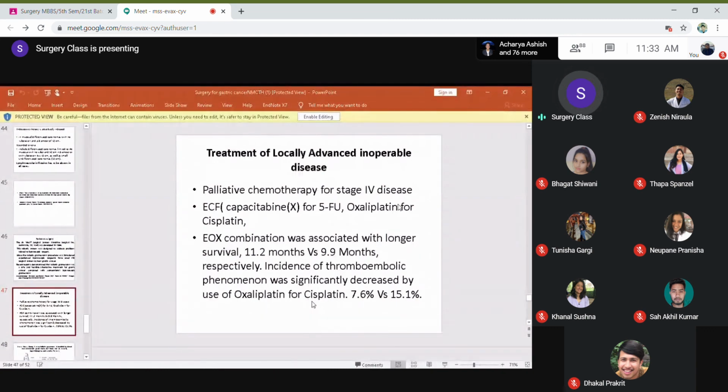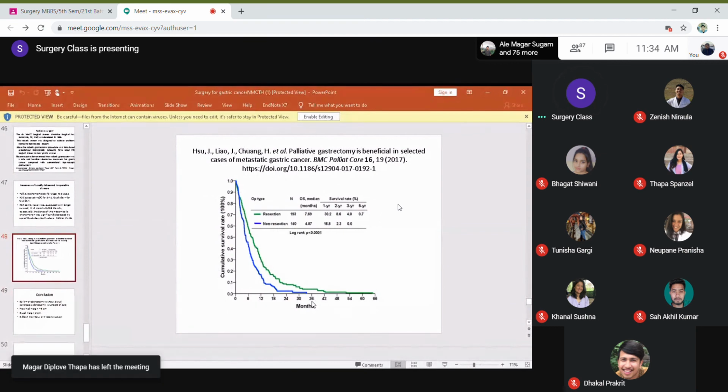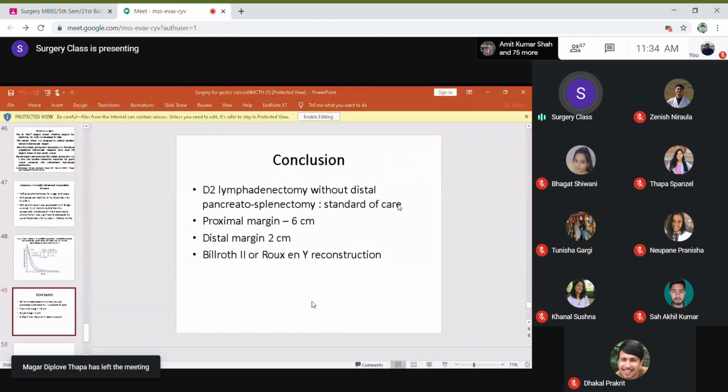For locally advanced disease, you do a palliative surgery: if it is bleeding or there is obstruction, you relieve those things and give adjuvant chemotherapy and radiotherapy. So in conclusion, D2 lymphadenectomy is the standard of care, without pancreatosplenectomy. Previously, people used to do splenectomy. Proximal margin 5 centimeter, distal margin 2 centimeter.